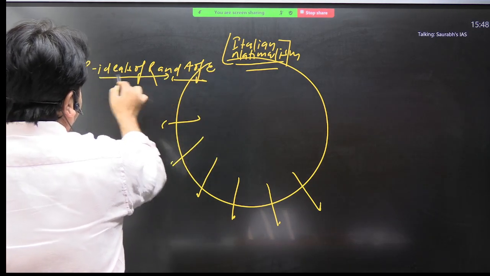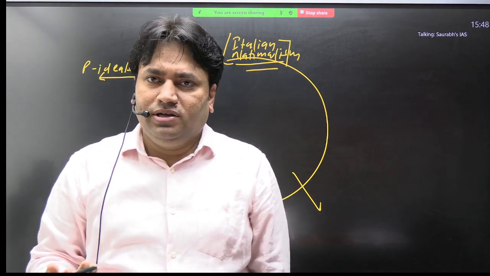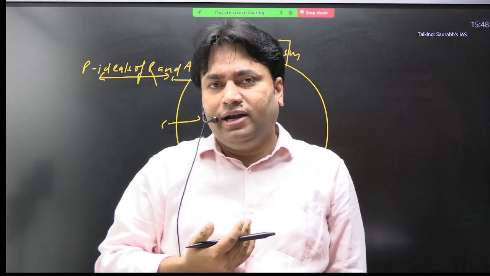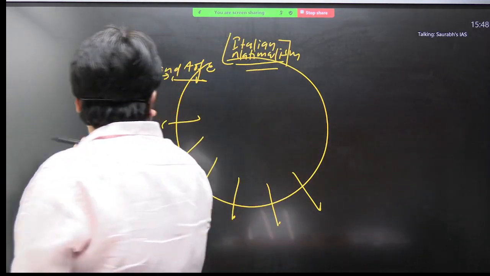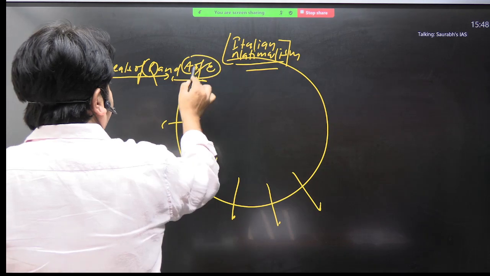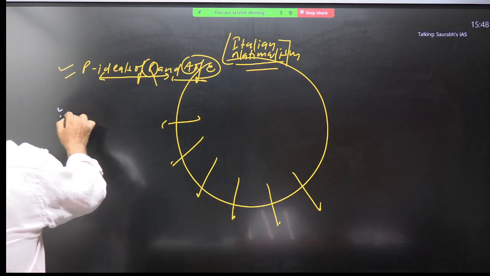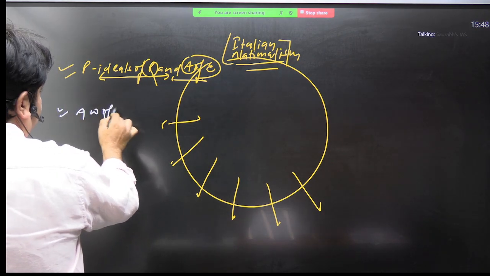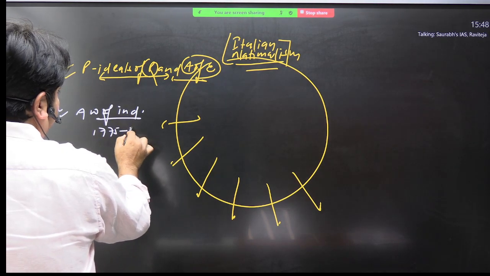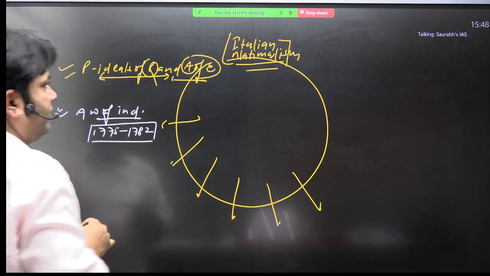I am repeating these things again and again because there is so much repetition in world history. If you learn the core idea, you will find that you have to apply the same idea again and again. So, progressive ideals of revolution, Renaissance and Age of Enlightenment. And what about the American War of Independence? It will inspire or motivate or not? Yes or no? American War of Independence, 1775 to 1782. Obviously, it will inspire and motivate.